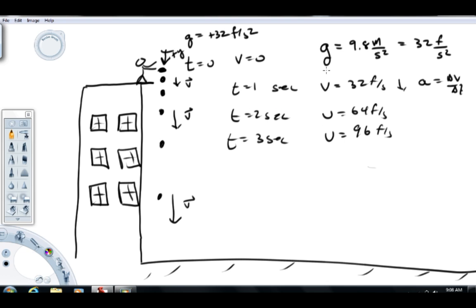Hopefully this video illustrates a little bit. It's just meant to be a wee introduction to gravitational acceleration. I'm going to make more videos about how to solve physics problems involving gravitational acceleration.